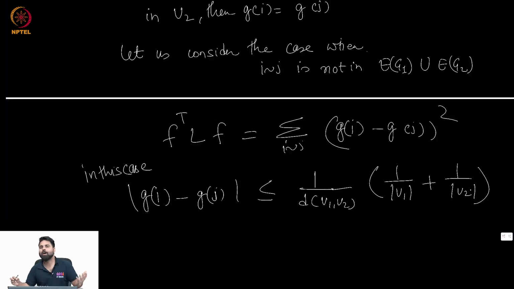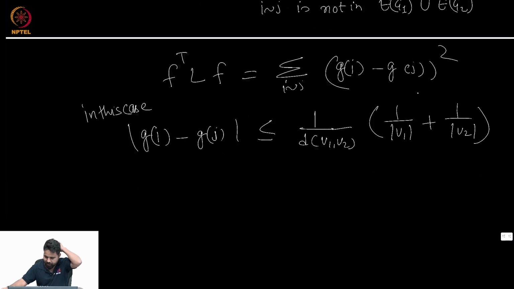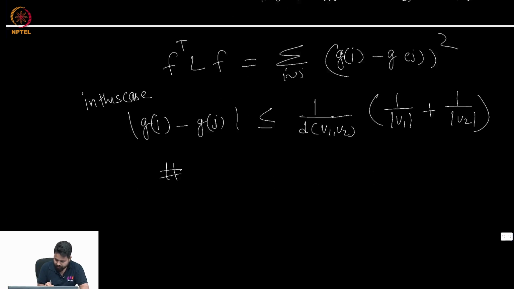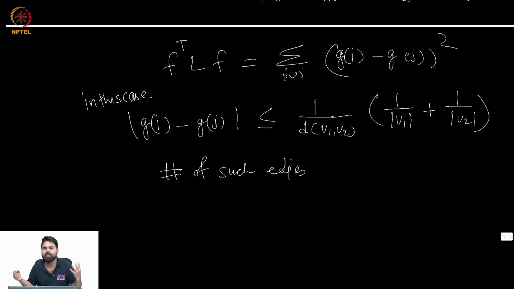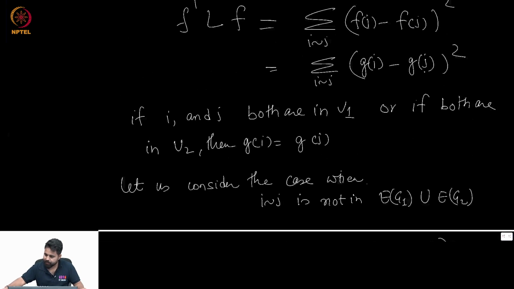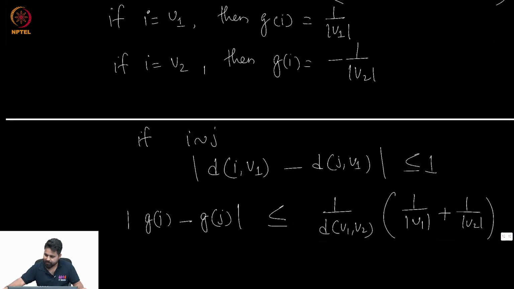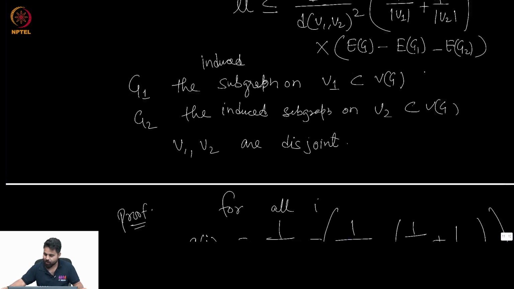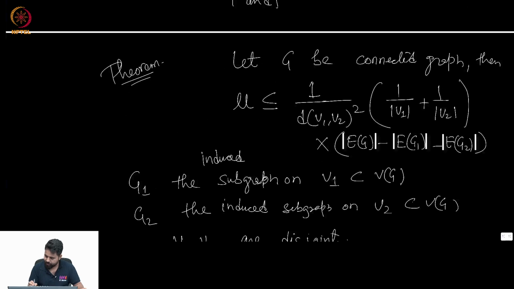Now how many such edges are there? Remember, these are the edges which are not in either of G1 or G2. So the number is nothing but mod E(G) minus E(G1) minus E(G2). I think I have to put the mod here in the expression, I had forgotten it. So this has to be mod, the number of edges. Sorry about that.